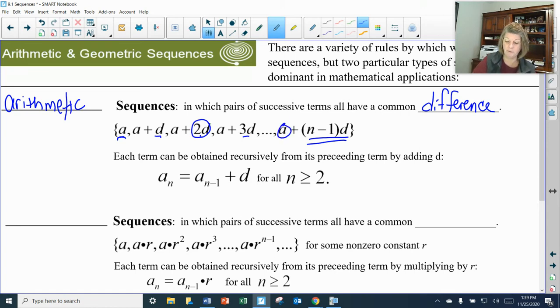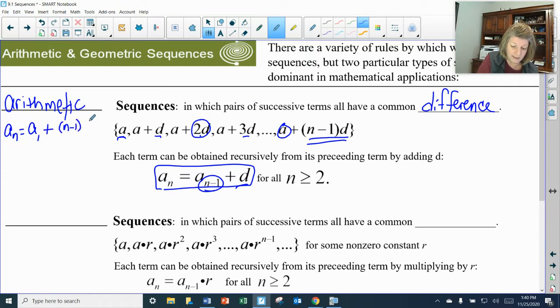Each term can be obtained recursively from its preceding term by just simply adding d. So here's a recursive formula. We notice it's recursive because it uses the previous term in its calculation. Arithmetics, I like to think of them as a sub n equals the a sub first term, if I have it, which not always, right? Plus n minus 1 times d, the common difference. So how many intervals have we added d to get over to our a sub nth term?